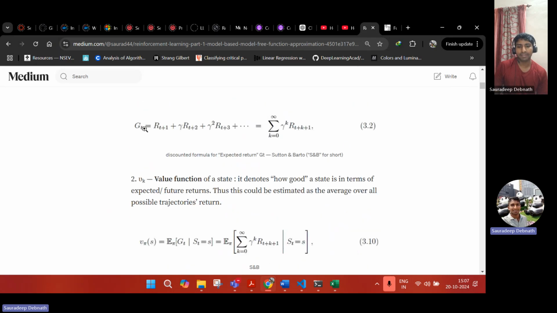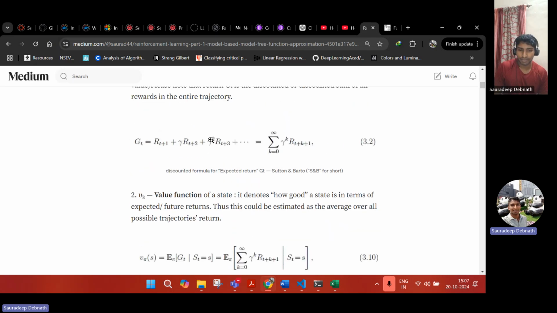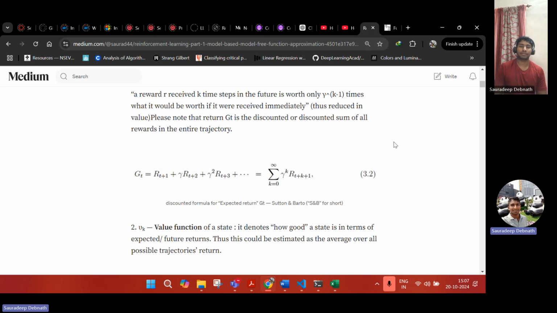One thing to note is that the return here could be discounted or undiscounted, as in sometimes we place lesser importance on the future returns. Probably the concept is like this: 1,000 rupees that I get today is more valuable than the 1,000 rupees I'll get 1 year later. The return Gt could be the discounted sum of all these rewards, but in our grid world problem, the gamma is 1. There is no discount, so you can just ignore this. So for our case, return is just the sum of rewards.